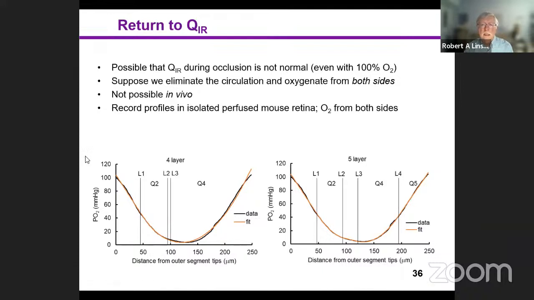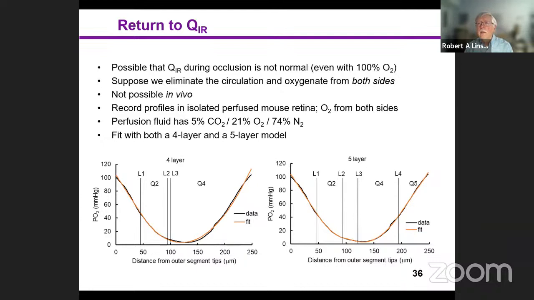So the black lines here are single profiles recorded in mouse retina. It's the same profile on both panels of this figure. And it's fitted with the model that I'll show you in a second. It's a 4-layer or 5-layer model now, and the fits are very good. The perfusion fluid does not need to be hyperoxic. It can have 21% oxygen in it.